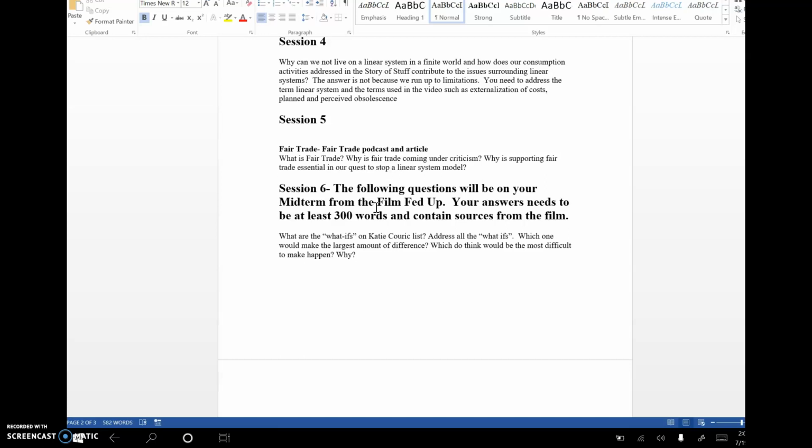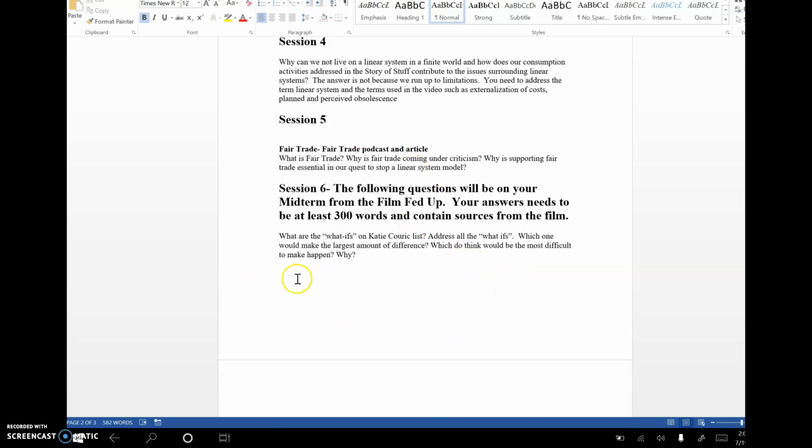And why is supporting fair trade essential in our quest to stop the linear system model? Hopefully you're able to critically think about this answer. This answer requires critically thinking about what you know about this versus this, and how fair trade can stop us from consuming so much. A lot of it has to do with the cost of items, okay?